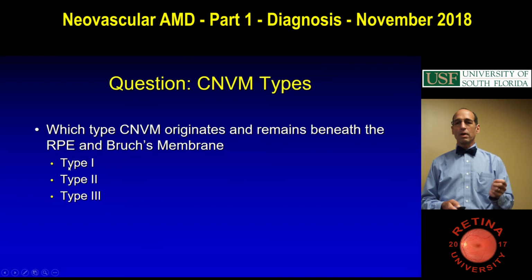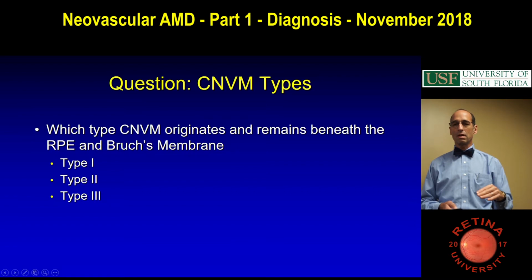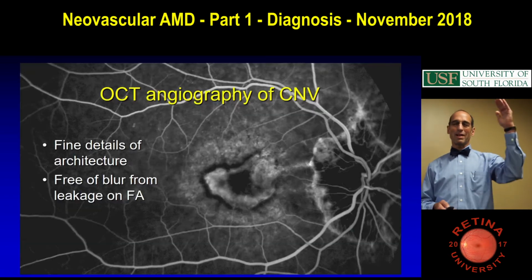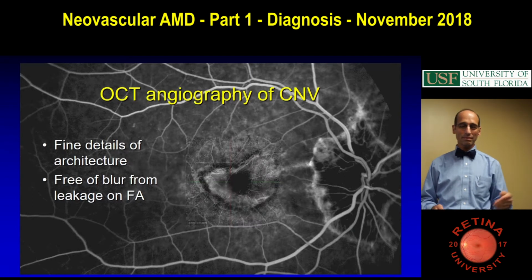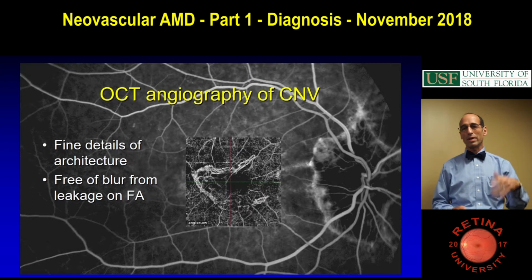All right, so which type of CNV is the deepest one, remaining below the RPE and Bruch's membrane? 1, 2, or 3? 1, yeah. So it's going up and out. Just remember, 1's on the bottom. Once you remember 1, 2, and 3 are easy.